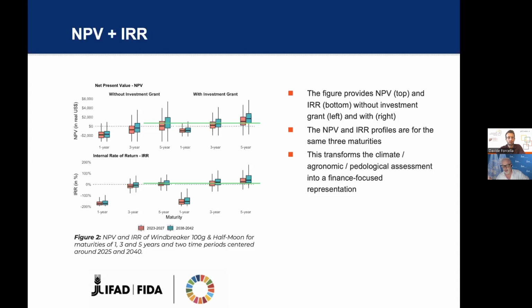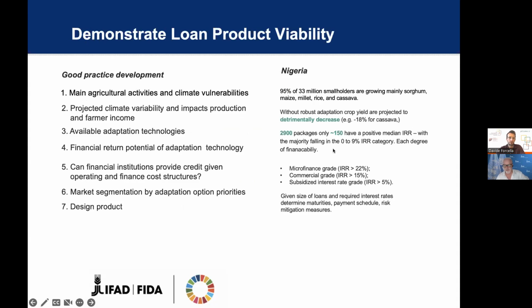That's ridiculous, right? So this is just how it looks in the end for a windbreaker 100-gram half moon for maturity of 1, 3, and 5 years. So we can tell you within this kind of precision what kind of investment is actually going to make sense for the smallholder. And just so you know, it's coverage. The weight is coverage for wind and radiation protection of the crops. Okay, next slide.